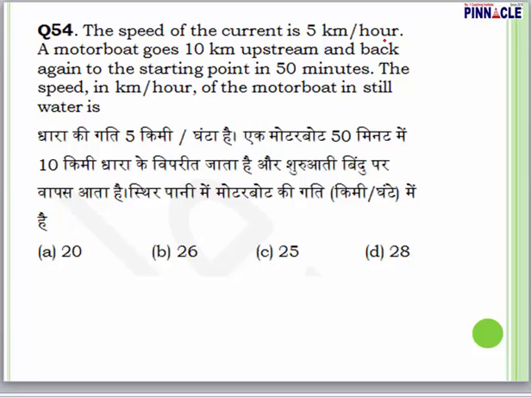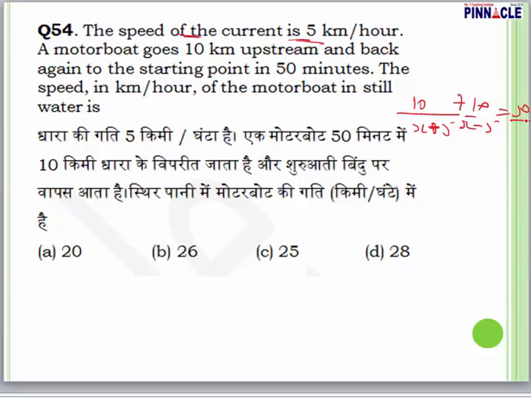Question number 54. Speed of the current is 5 km per hour. A motor boat goes 10 km upstream and back again to the starting point in 50 minutes. The speed in km per hour of the motor boat in still water is? 5 km per hour is the speed of the current, and 10 km is the distance. The distance divided by x plus 5, and 10 divided by x minus 5, is equal to 50, because the total time taken is 50 minutes.